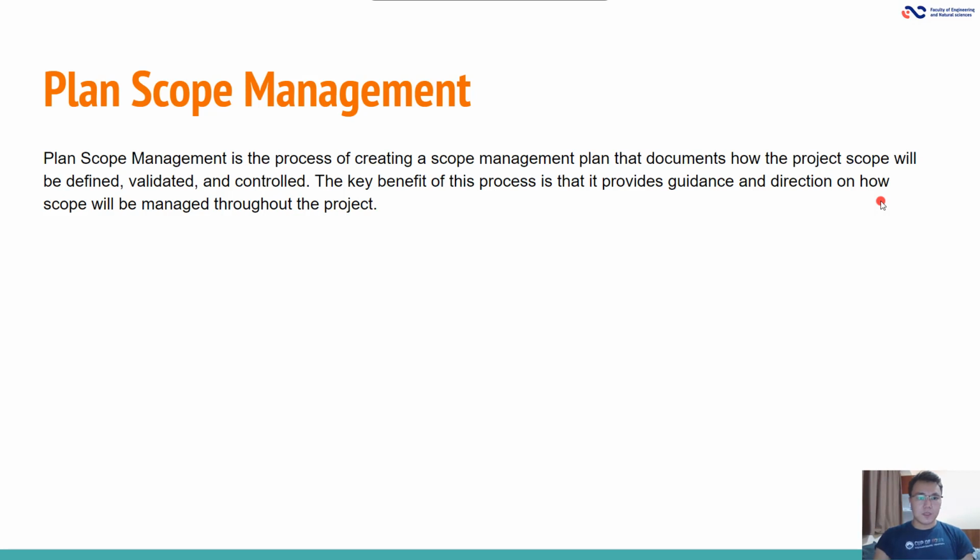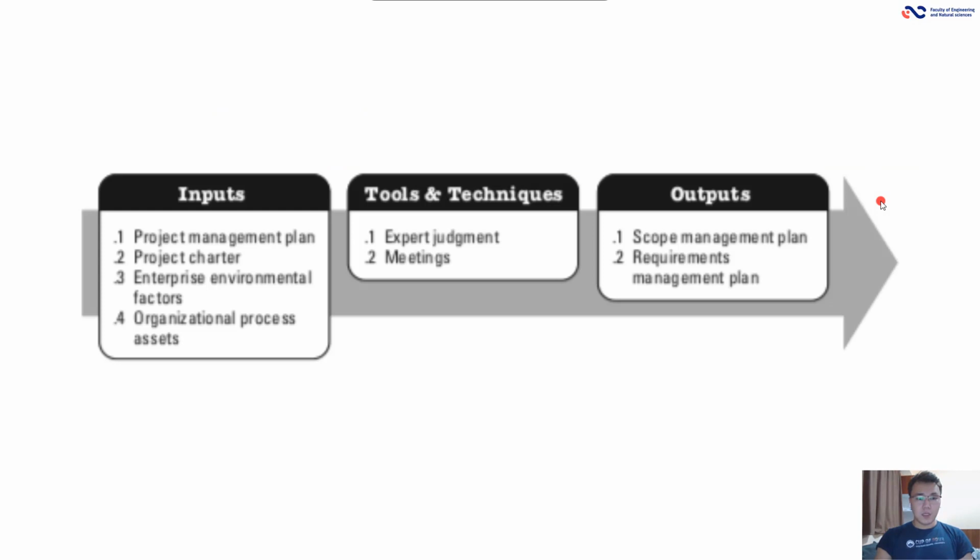Plan scope management is the process of creating a scope management plan that documents how the project scope will be defined, validated, and controlled. Here in inputs we have the project management plan, project charter, enterprise environmental factors, and organizational process assets. In tools and techniques we have expert judgment and meetings. On outputs, the scope management plan and requirements management plan.